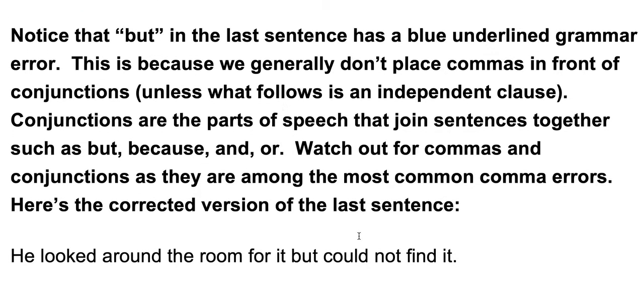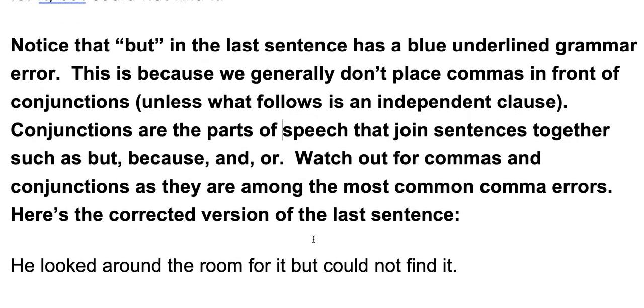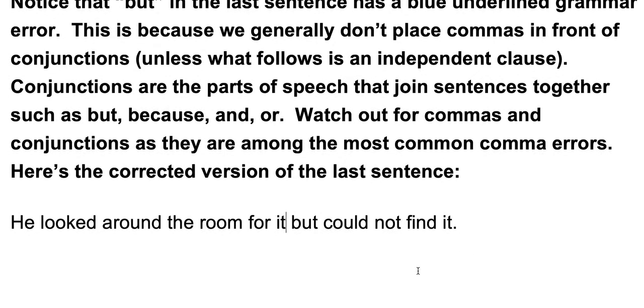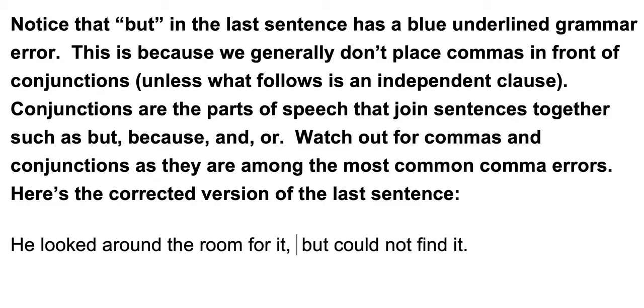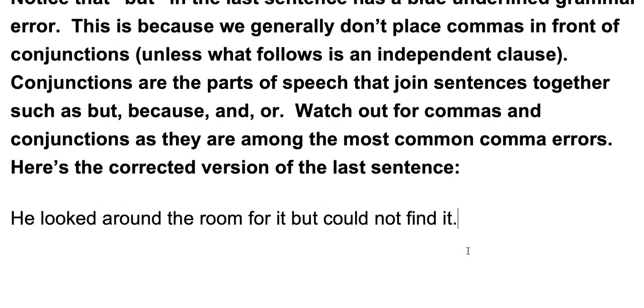So again, here's the corrected version of that last sentence. He looked around the room for it, but could not find it, right? If I wanted to change that, I could say, comma, but he could not find it. So that would be an independent clause. And you'll notice no grammar error there. If I remove the he, there's my grammar error, right? But totally fine just like this. In fact, I think that's a little bit more clear. He looked around the room for it, but could not find it.